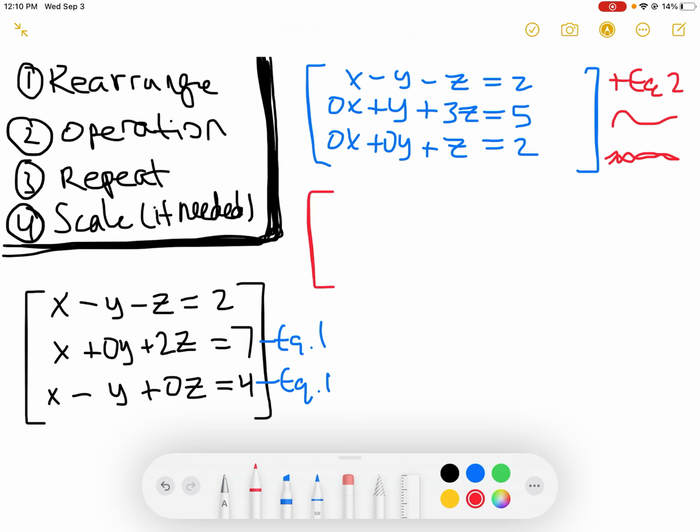So now the next step. So it's going to be x plus 0x is still going to be x. That's going to now be 0y. And then minus z plus 3z is 2z. 2 plus 5 is 7. And then the other 2 equations are going to just be the exact same because we didn't do anything to them.